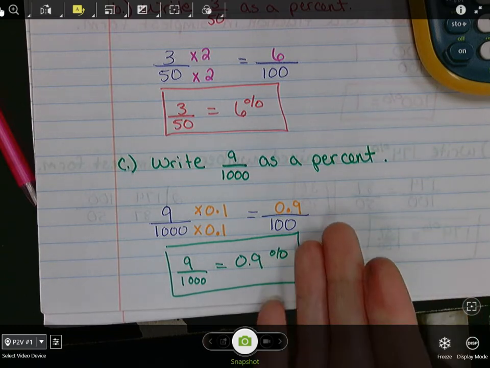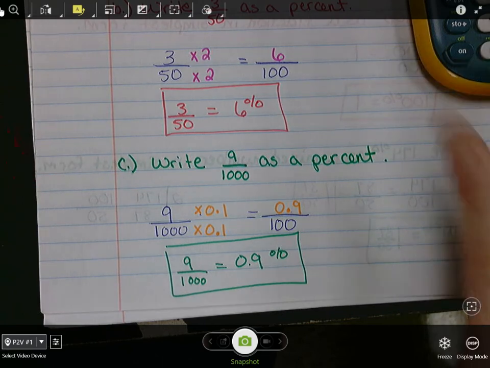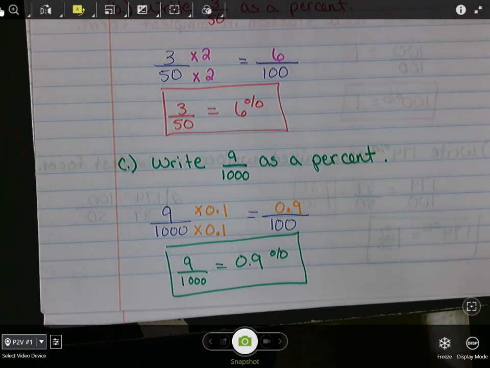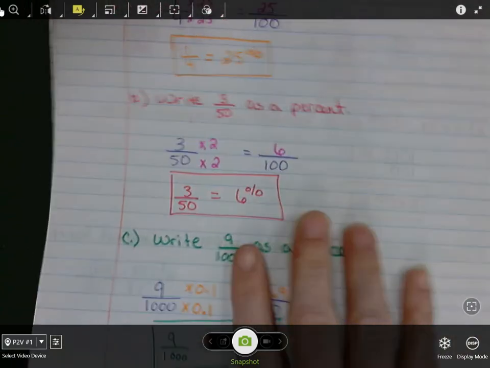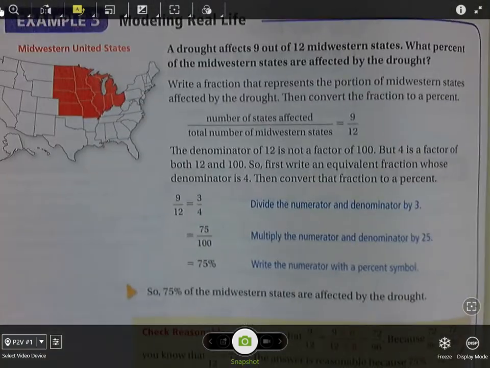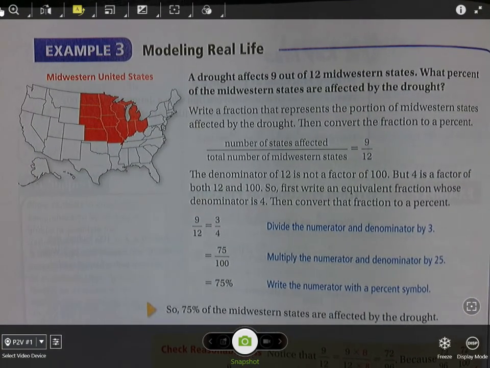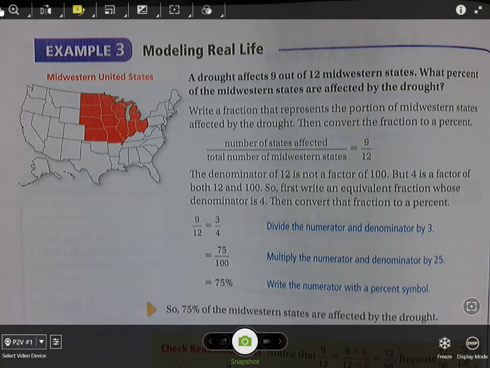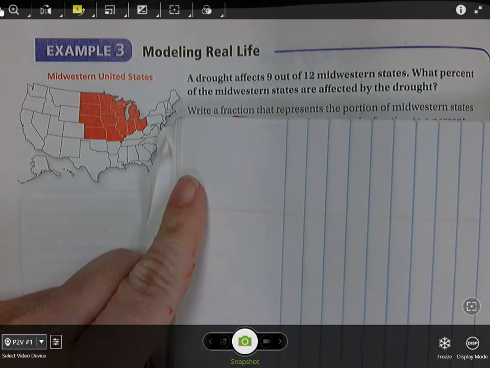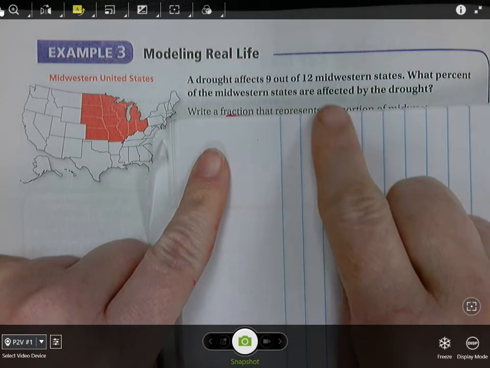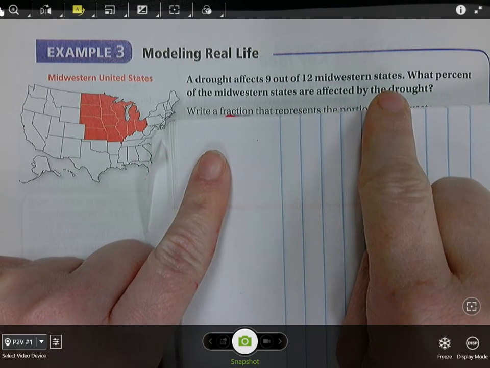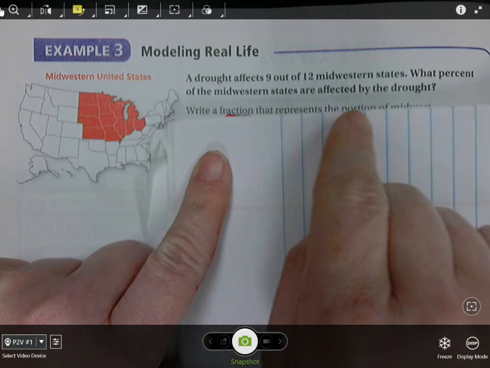All right, so that's how you write a fraction as a percent. Now, just like everyone's question, when are we actually going to use this in the real world? Let me give you a real life example of when you use percentages. It says a drought affects 9 out of 12 Midwestern states. What percent of the Midwestern states are affected by the drought?